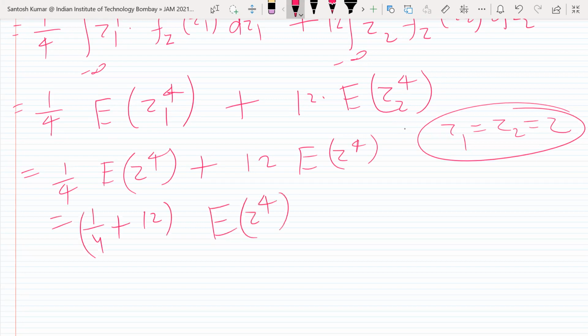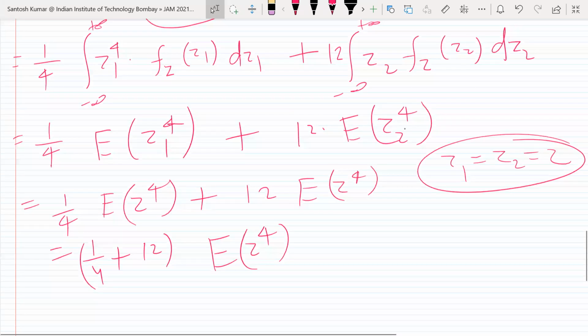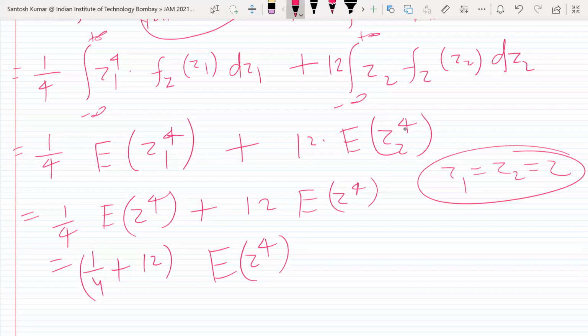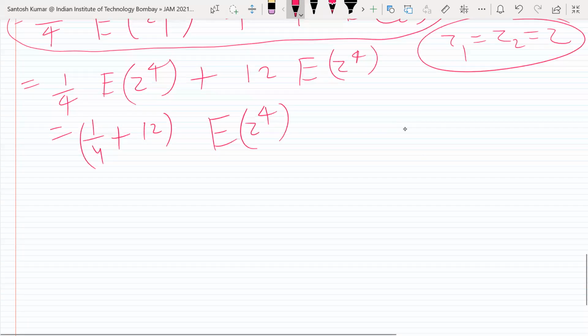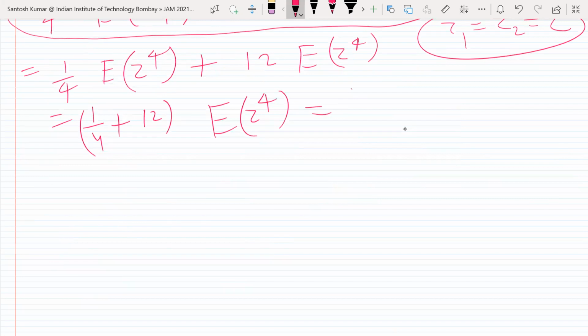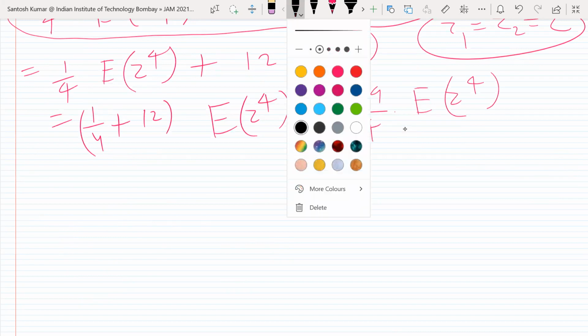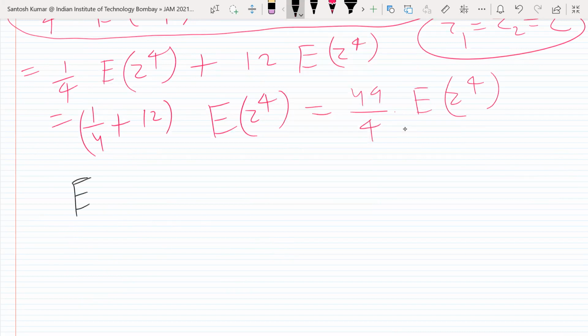Now the next challenge is how to find E z4. So this thing you can directly conclude from the question. By looking at the question, we can directly conclude here. So I showed how it came. After practicing a lot of questions, you can directly predict this. Okay, so now what I have, 12 4s are 49 by 4 E z4. Till now I was calculating only E x4, and this I got as 49 by 4 E z4.